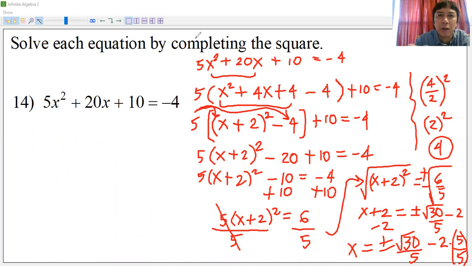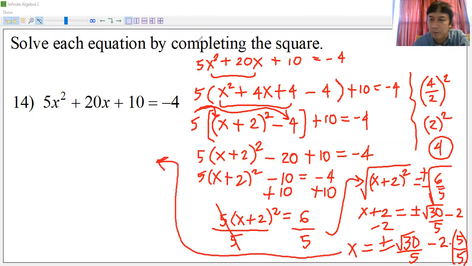Okay, we shall continue from there over here. Okay, you have there x that is equal to plus or minus square root of 30 over 5, and we have there negative 2 times 5 over 5. That will turn out minus 10 over 5. So making our denominator the same.